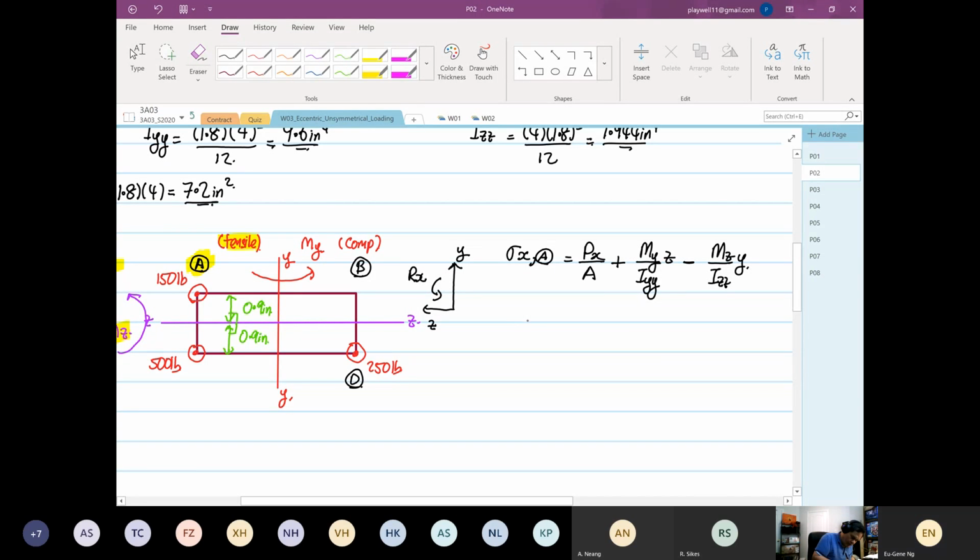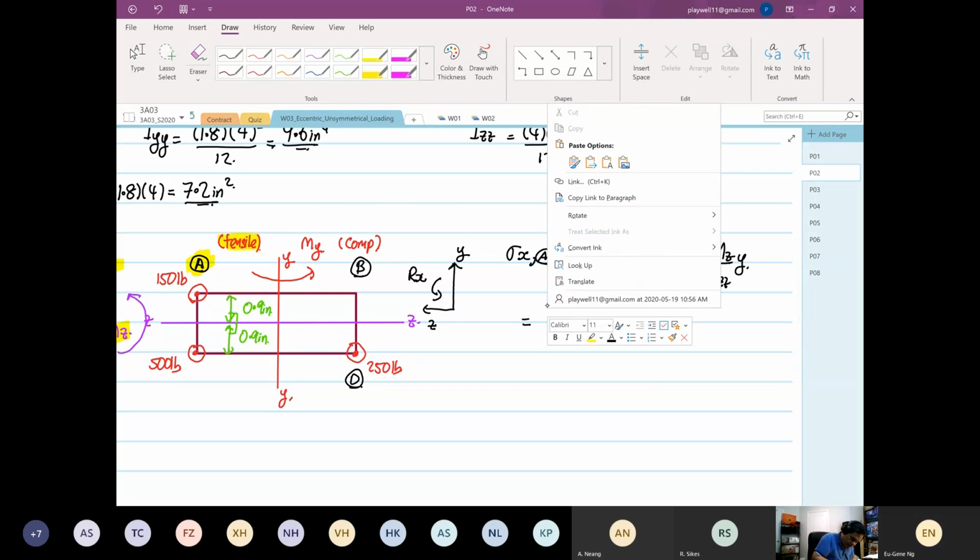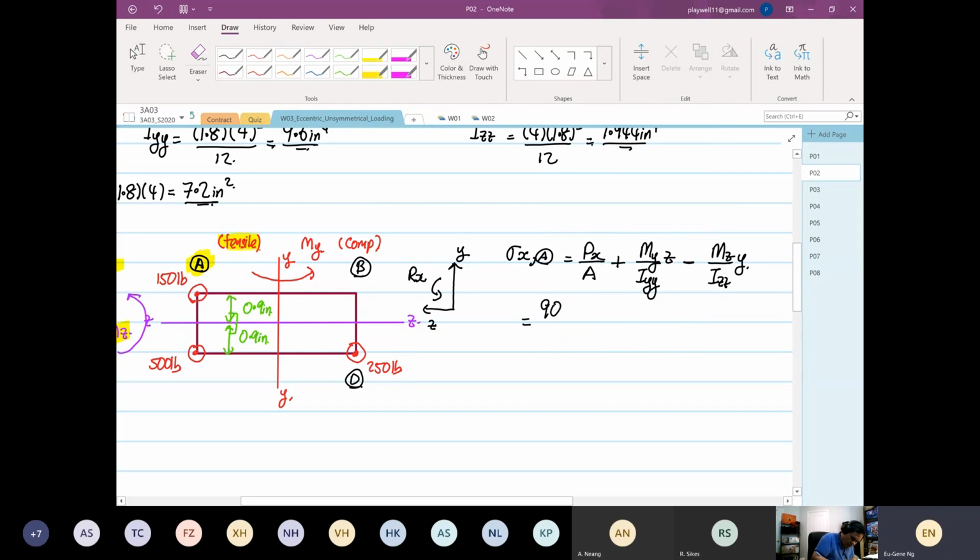Okay, so Px, which we have calculated, so our Px is equal to 900. Right, 900 divided by our cross-sectional area, which is 7.2, plus My. So we have calculated our My, which is equal to 800, and divided by our Iyy, which is 9.6. Now, this is where it gets confusing.